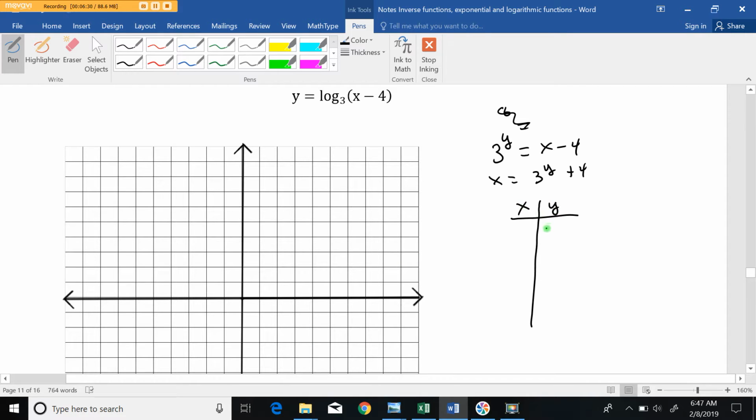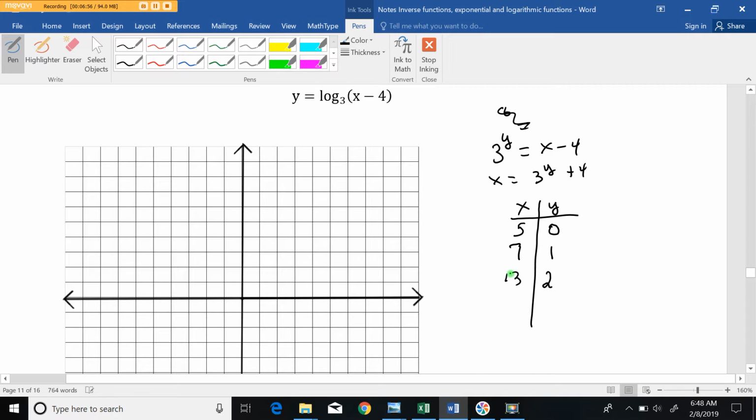We're going to pick y's and calculate x's, starting with y equals 0. 3 to the 0 is 1, plus 4 is 5. And again, I'm picking y's and calculating x's. Let's try y equals 1. 3 to the first is 3, plus 4 is 7. Let's try y equals 2. I don't know if we'll get that one on there. 3 squared is 9, plus 4 is 13.